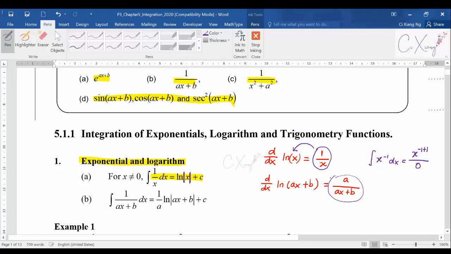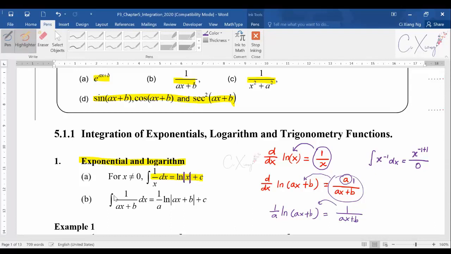If you want to integrate a over ax plus b, then you should get ln ax plus b. But now the problem is, let's say I don't want to integrate the a, I only have a 1 here. So the a, you can move it over, and therefore you're having 1 over a ln ax plus b, if you want to integrate 1 over ax plus b. Okay, so the second rule that you need to know is when you want to integrate 1 over ax plus b, then you should have 1 over a ln ax plus b.